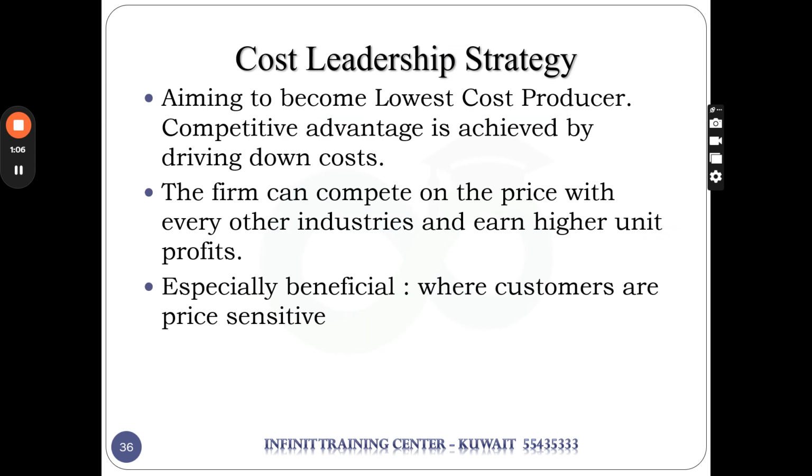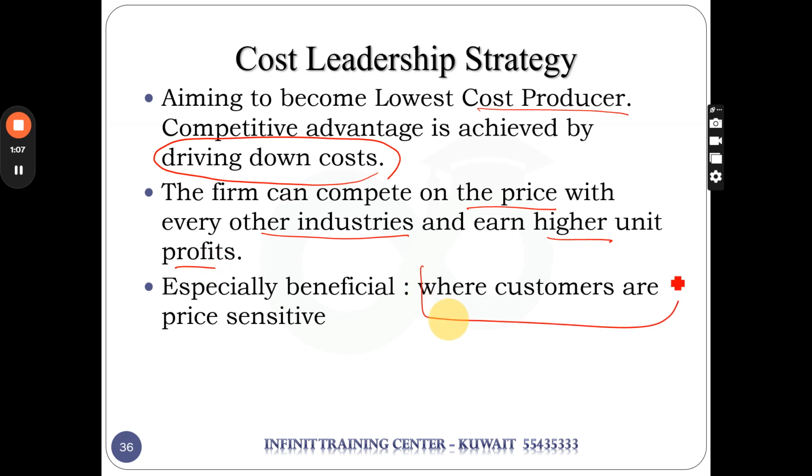And it has been explained here. Cost leadership strategy: aiming to become the lowest cost producer. So your aim is to become a low cost producer. Competitive advantage is achieved by driving down the cost. So what is your benefit? Your cost is low. The firm can compete on price with every other firm in the industry and earn higher unit profits. Especially beneficial where customers are price sensitive.